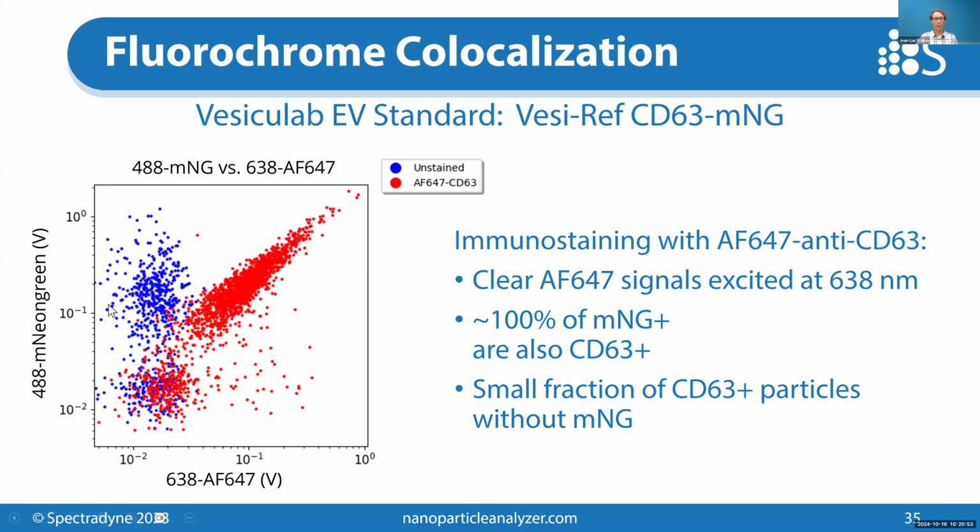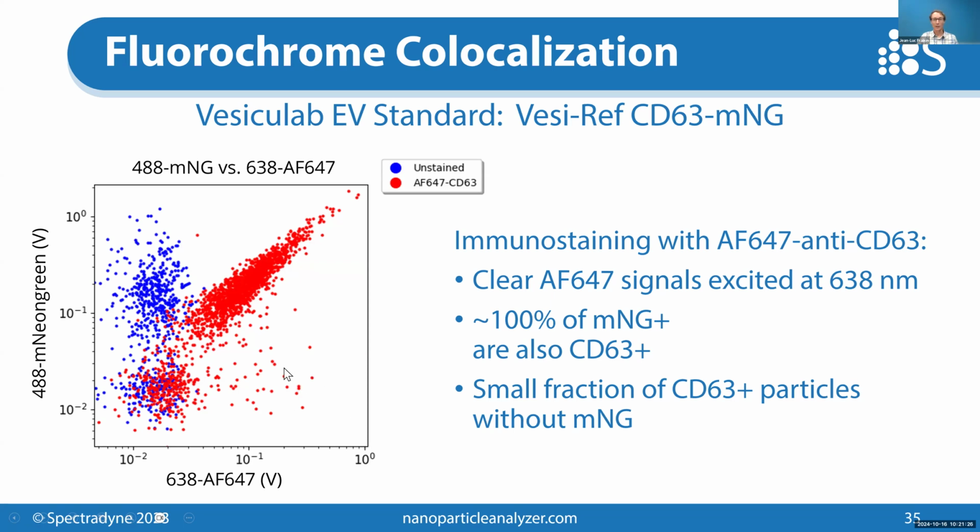So now we've got the brightness of the neon green on the y-axis and the 647 on the x-axis. And you can see pretty much every particle that has GFP expression picks up the antibody for the CD63, right? That's expected because the CD63 is fused to the neon green peptide. So we expect that everywhere where there's a neon green, there should also be a binding site for the CD63, and that's confirmed with this measurement.